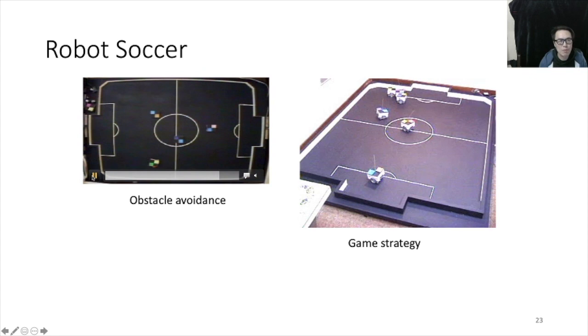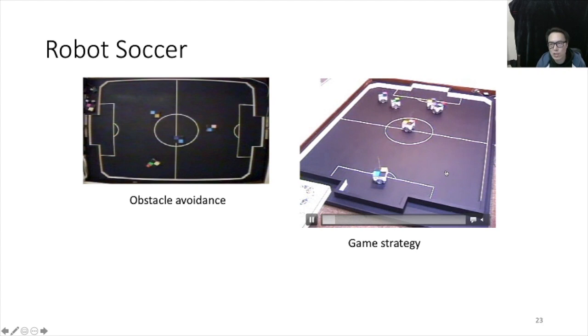We can also use the fuzzy inference system to implement the game strategy. So this is the game strategy. One team uses a fuzzy logic controller as well as a fuzzy inference system to implement the game strategy, and the other team uses a naive algorithm. You can see the result. The team using the fuzzy logic is more aggressive.